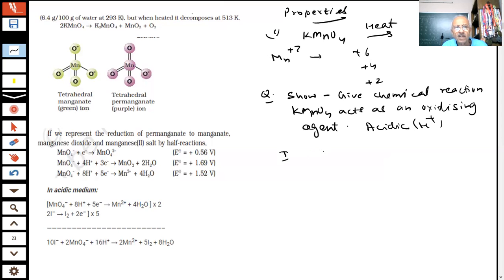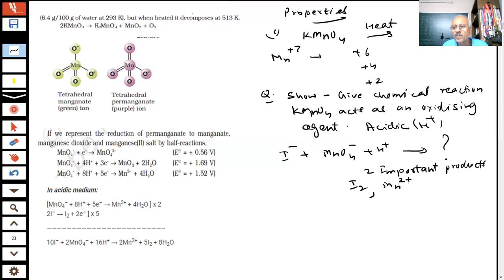Sometimes they give reactions and ask you to write the products. Some equation is given, write the products. You have to complete the reaction, students. They may give one or two things or say give the two important products. We are not even asking you to balance the reaction, student. Two important products. Then you know iodine will be there. And the second you know will be there. Mn will be reduced to Mn plus 2. So that's all we have to write.